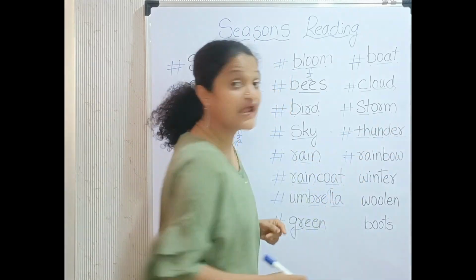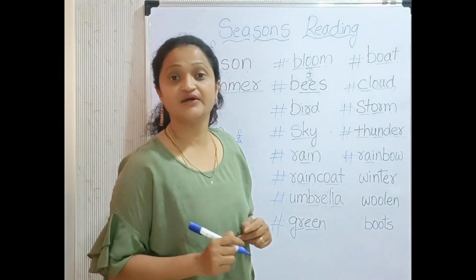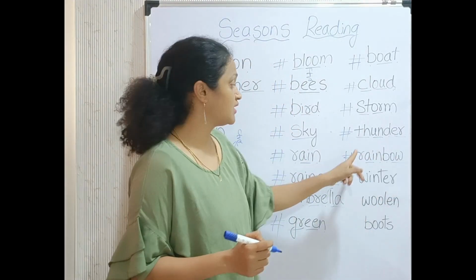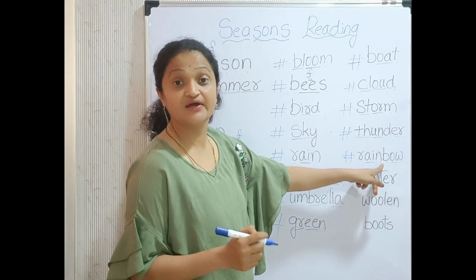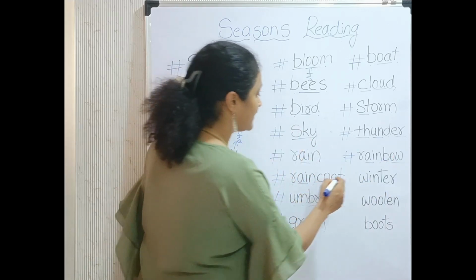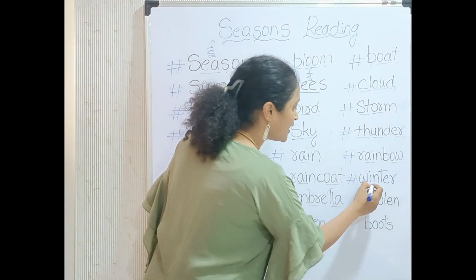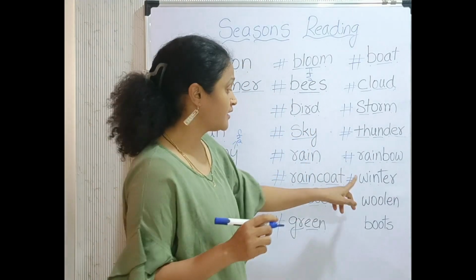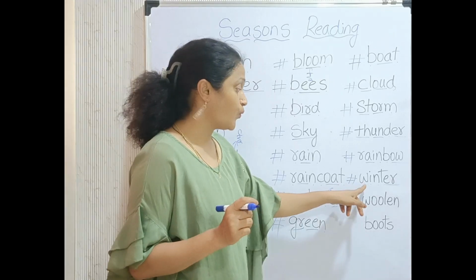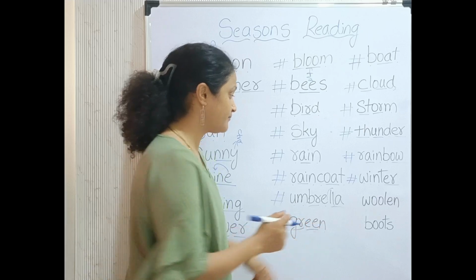And we can see rainbow in the sky. R, A, I, N, rain, b, o, w, bow. Rainbow. Next season is winter. W, I, N, win, t, e, r, ter, winter.